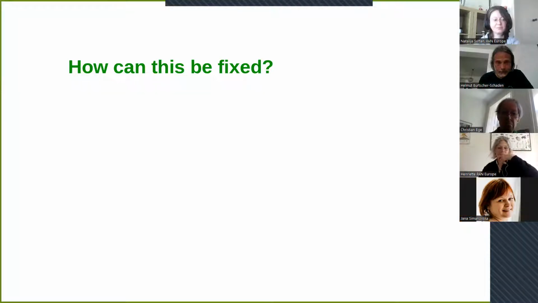And last but not least, how can this be fixed? The good thing is that the Commission says, we invite you to propose how this can be fixed. This is the new Article 35. And also the Court of Auditors said this could be fixed by improving the Harmonized Risk Indicator 1, or by just building a new one.